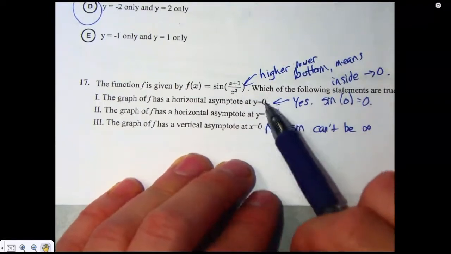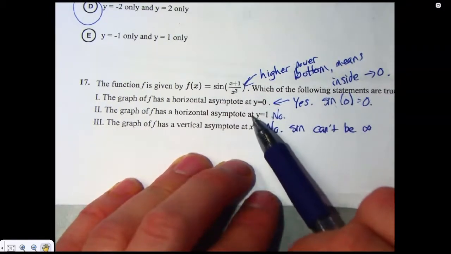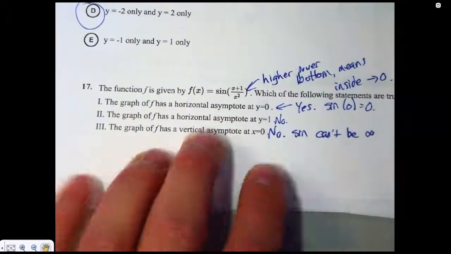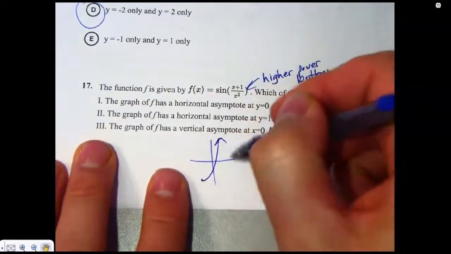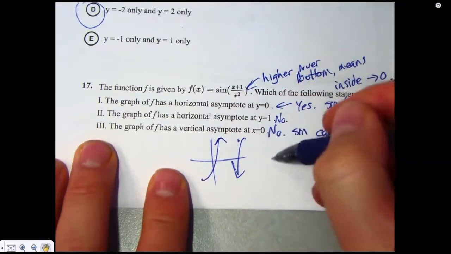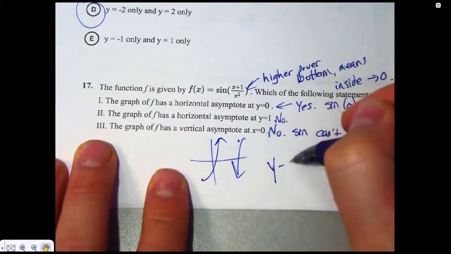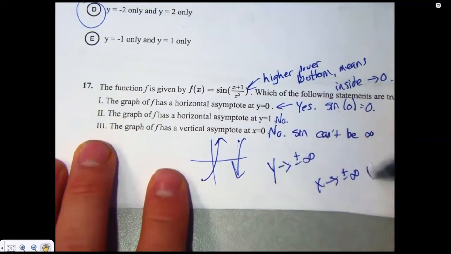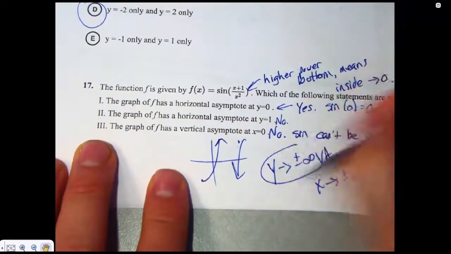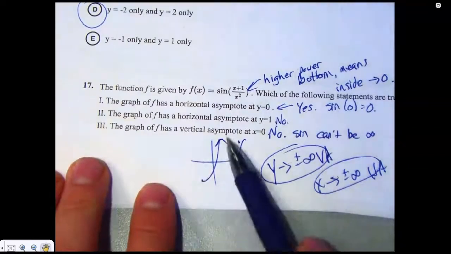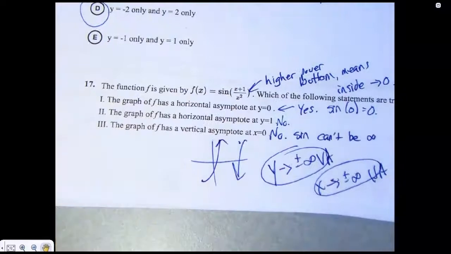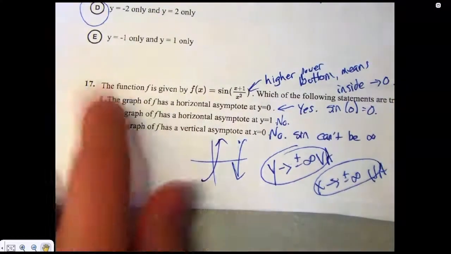Well, is sine of 0 equal to 0? Yeah. Is sine of 0 equal to 1? No. If it's a vertical asymptote, we're going up forever or down forever, so the y value comes out to be plus or minus infinity. X value plus or minus infinity is a horizontal asymptote. Y value plus or minus infinity is a vertical asymptote. And the issue here is you can't have a y value of infinity because you're taking the sine of something. The biggest sine can possibly be is 1. So 1 is the only true one there.